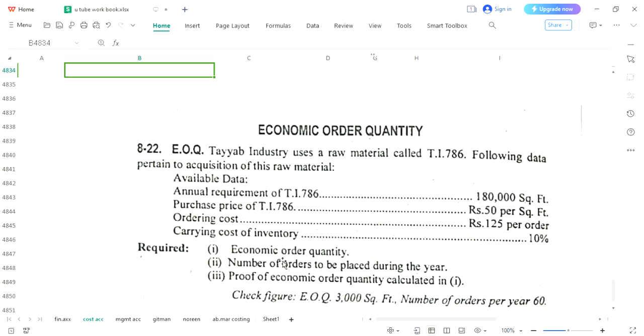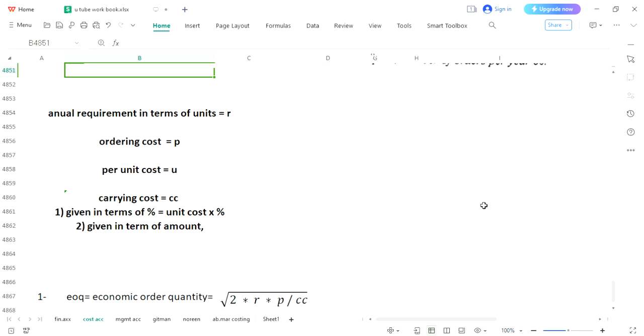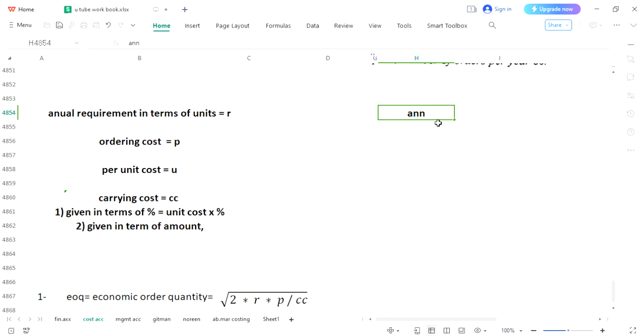So our first step is to see what is given in the question. Annual requirement, and this P1786 is nothing, just the number or trademark or name of that particular product. So we are not related with it. Annual requirement is 180,000 square feet. Square feet is the unit, and you do not need to be attentive to this square feet as well. We are actually associated with this amount. Annual requirement 1,80,000 units.